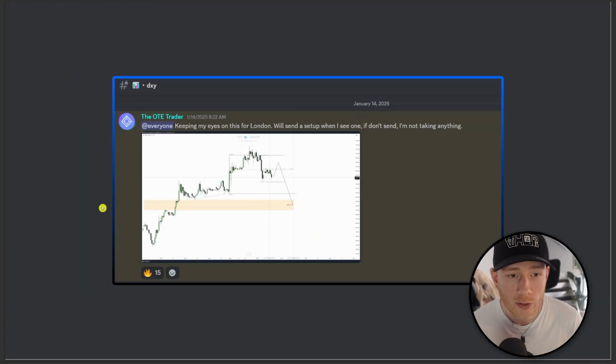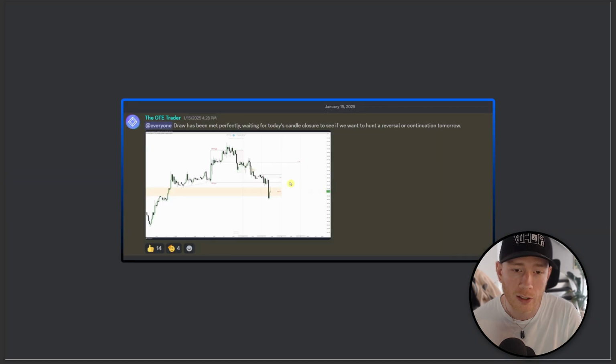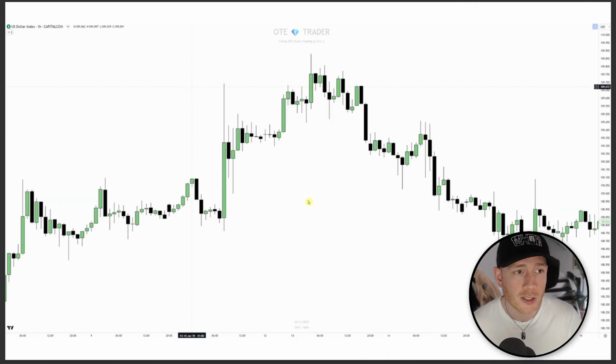Here's a little callout I did on the 14th of January in the Discord. This was my draw on liquidity, order pair those highs. This was the range we're using, and in the end, you can see the result over here. We're going to break down this entire trade setup. Here we've got a blank chart, the US Dollar Index on the 1 hour chart, and we'll try to figure out where the ranges are, where you can see obvious highs and lows.